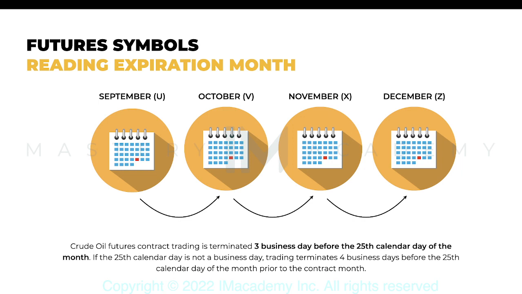Okay, so here we see the differences between two of the most popular contracts, the mini S&P 500 and the CL contract. As we know, the mini S&P 500 rolls every 3 months, every quarter, while CL rolls every single month. Mini S&P 500 rolls on the third Friday of the month, while crude oil rolls on the 25th calendar day of the month, and trading is terminated already 3 days prior to that.